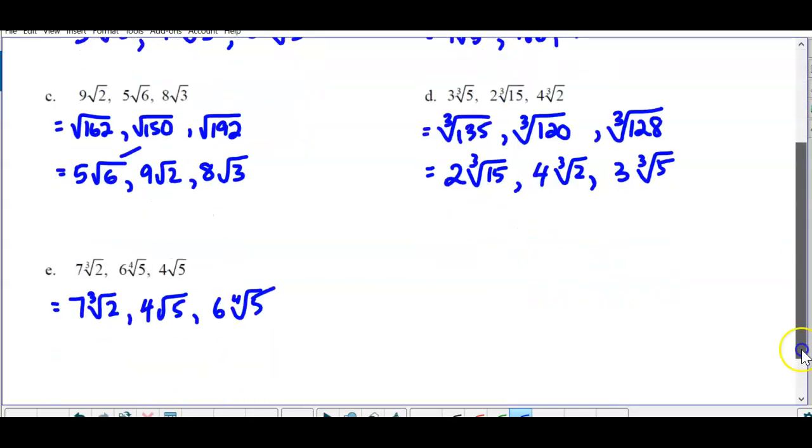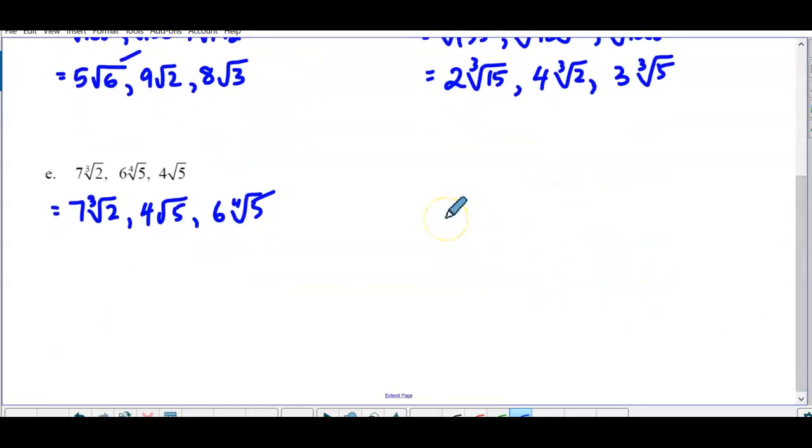Okay, so that was a long lesson, but hopefully that gives you a good understanding of radicals and how to simplify radicals with numerical radicands and variable radicands.